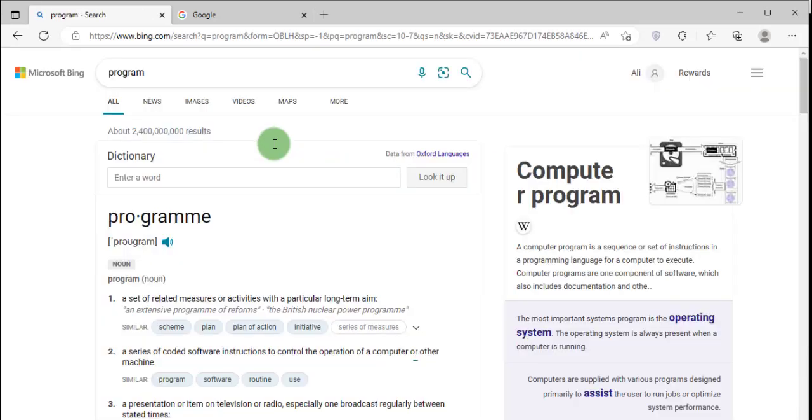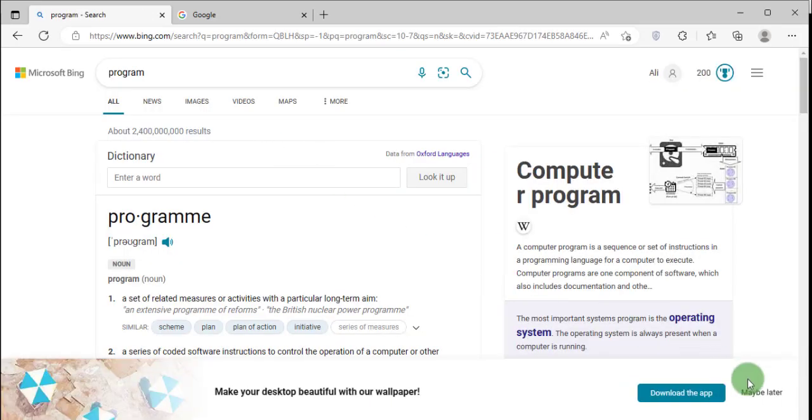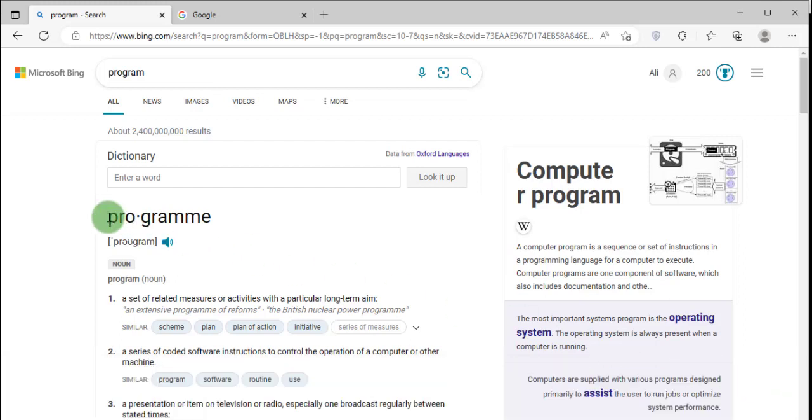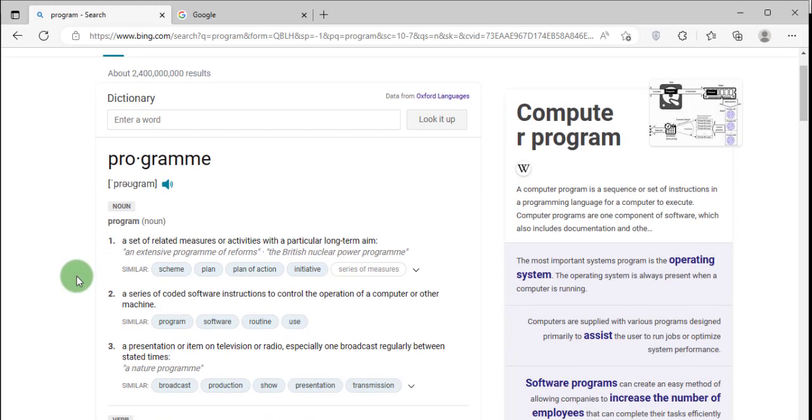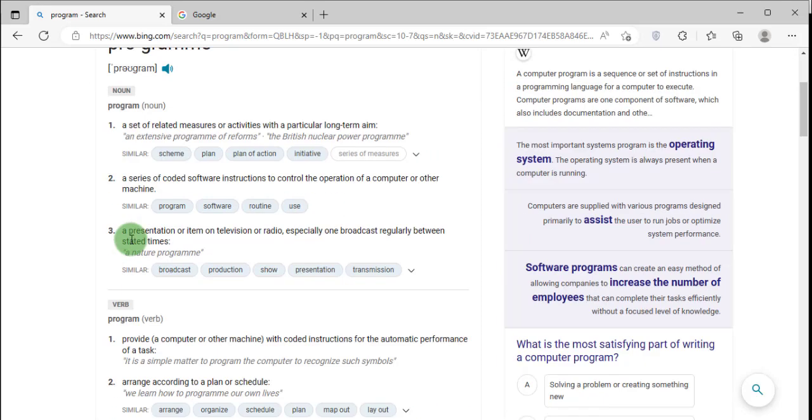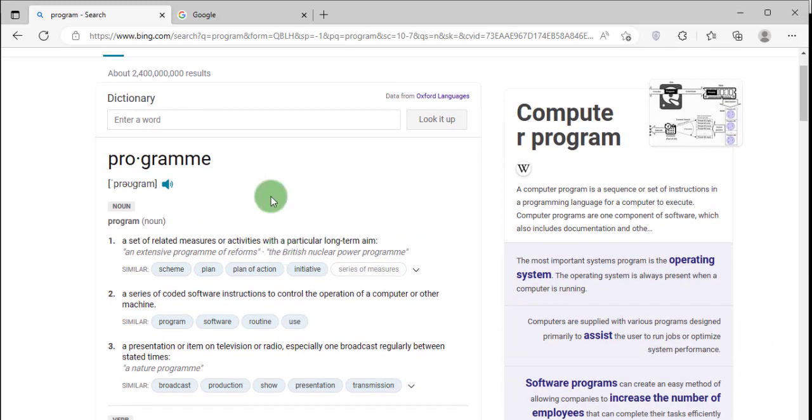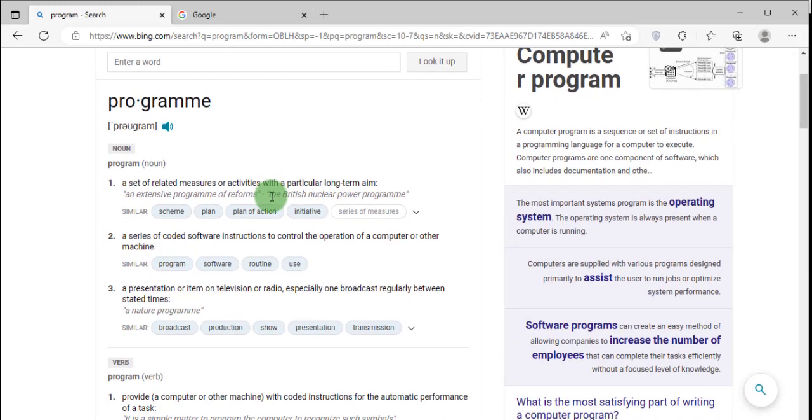Okay, and hit enter. So we have got the word from the dictionary, which Microsoft Bing has given us here. And on the right side, we have Wikipedia as well, which is very good for us. From the dictionary side, we are getting two sets of definitions. One is program used as a noun, and second, the word program used as a verb or action. This is what most advanced dictionaries provide us nowadays.